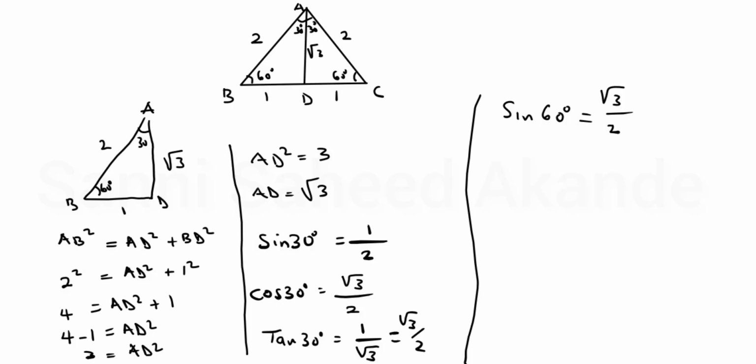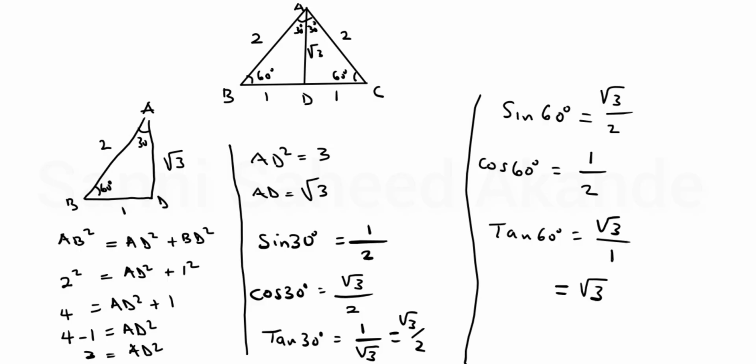Then cos 60 degrees, that will be adjacent, which is 1, over hypotenuse, and that is 2. And then tan 60 degrees is equal to the opposite, which is root 3, divided by the adjacent, and the adjacent is 1. So meaning that tan 60 is equal to root 3. Understood? So those are the values of the special angles that we have.